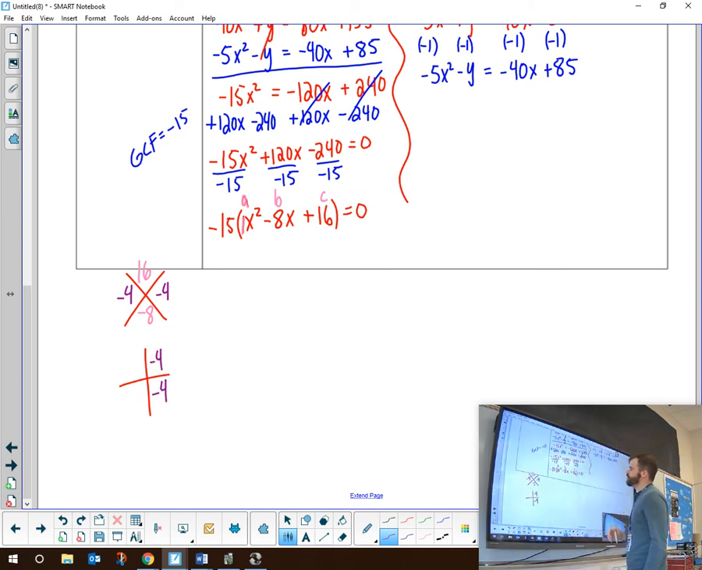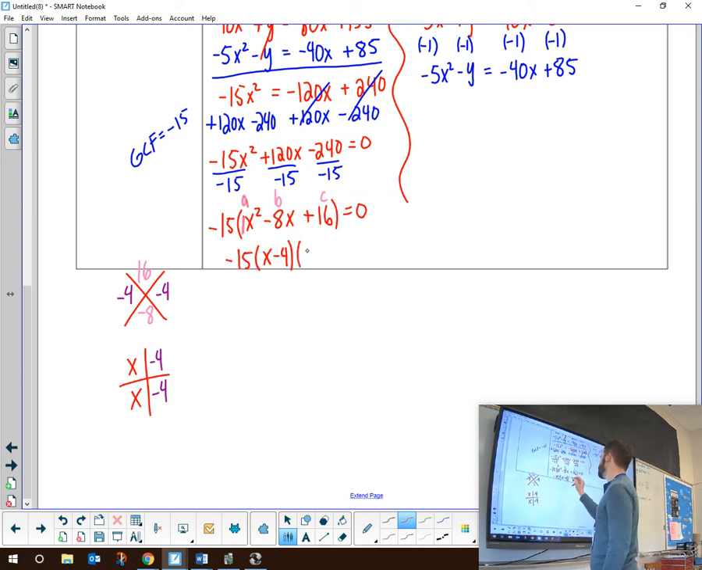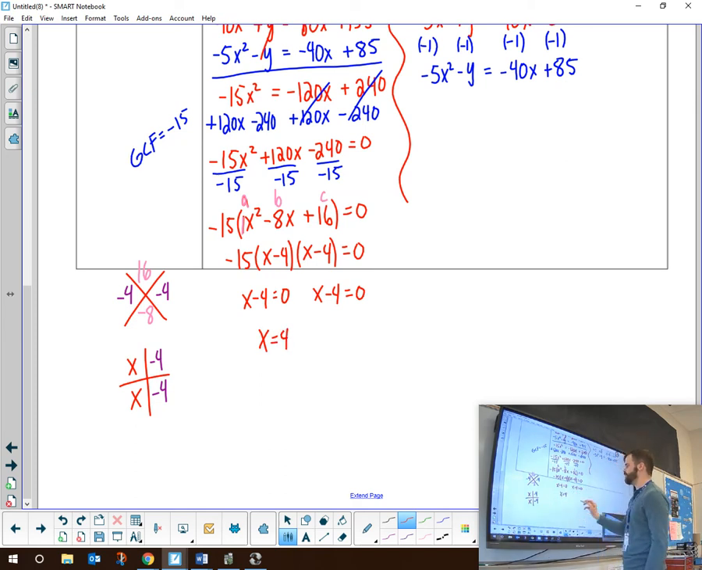Then we're going to be like, okay, so that means we have my a is 1, so we're going to have 1x, 1x. So those are my factors. We'll have negative 15 times x minus 4 times x minus 4 equals 0. Then we're going to take both my factors that have an x in it. We're going to set them both equal to 0. So x minus 4 equals 0 and x minus 4 equals 0. So x equals positive 4 after I add 4 to both sides, and x equals positive 4.